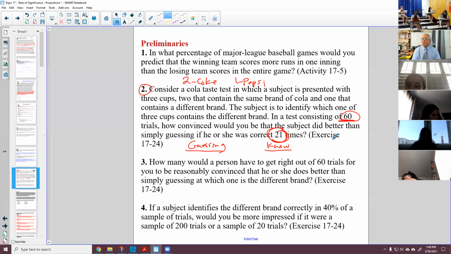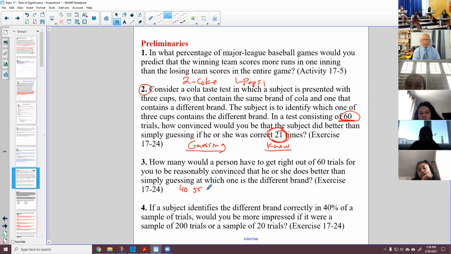I'm just going to get some numbers here. So Emma, what do you think? How many would they have to get right for you to be convinced that they weren't guessing? Probably like 40. Emma says 40. How about you, Brooklyn? What do you think? I feel like 55. Well, you're tough. 55 out of 60.